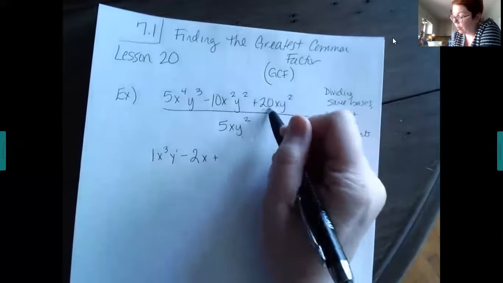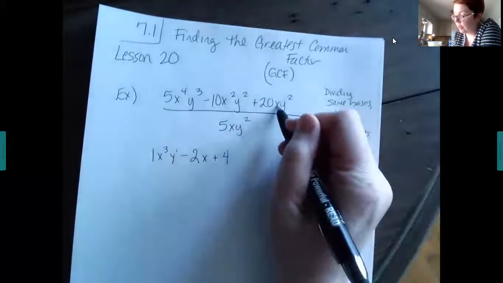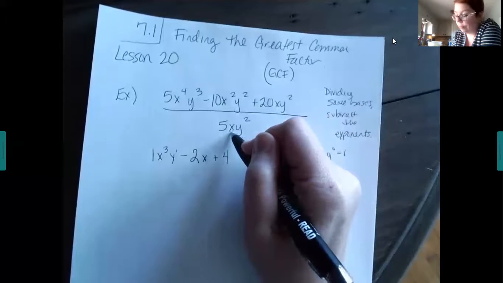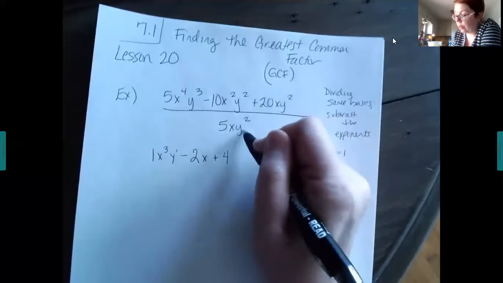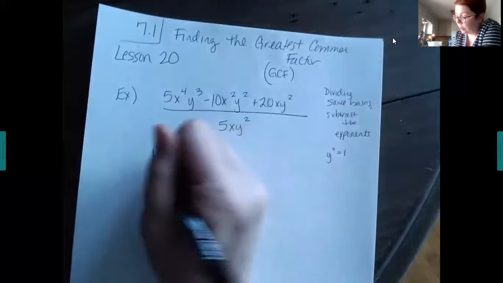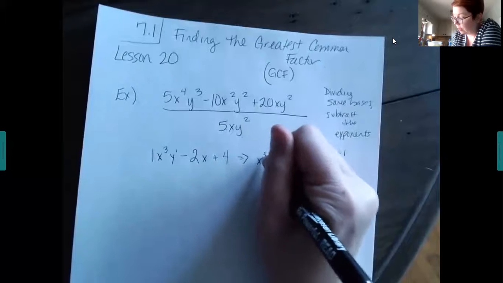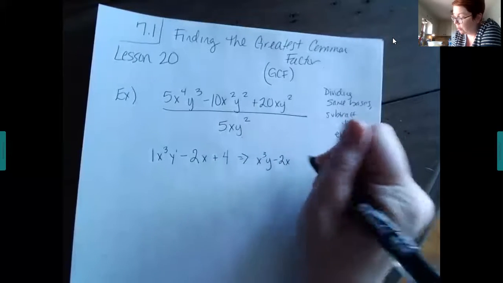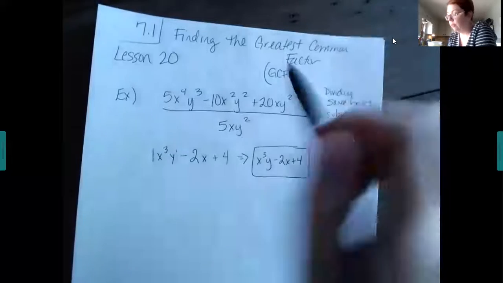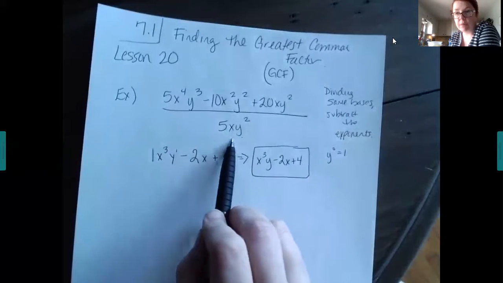And here I have 20 divided by 5. It gets us 4. This x, there's a single x here, a single x there, that cancels out. Y squared here, a y squared there, again, those cancel out. So this, writing it a little bit nicer, will be the result of dividing everything by what happens to be the greatest common factor.